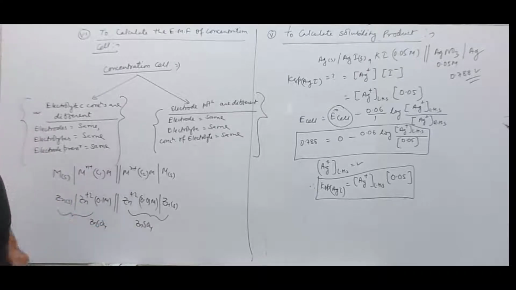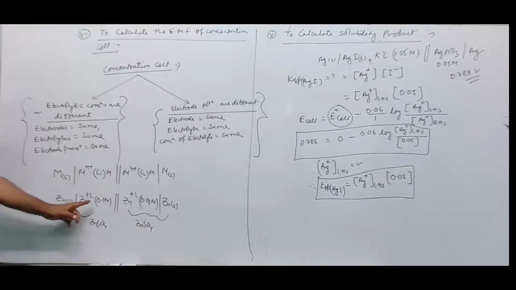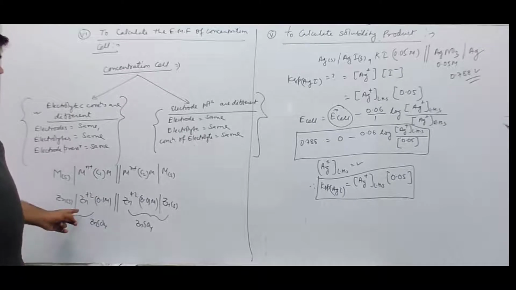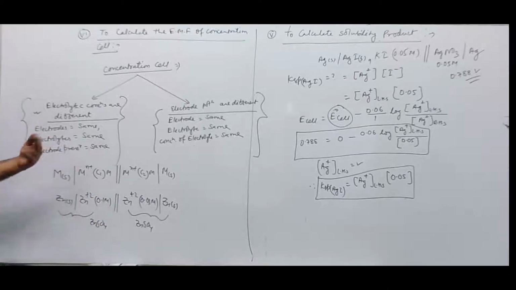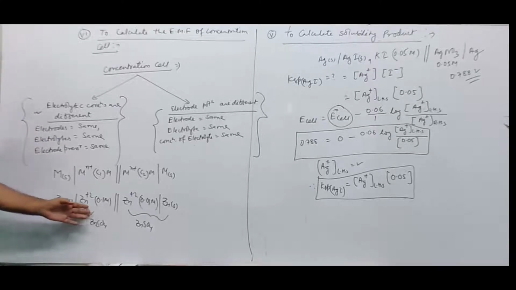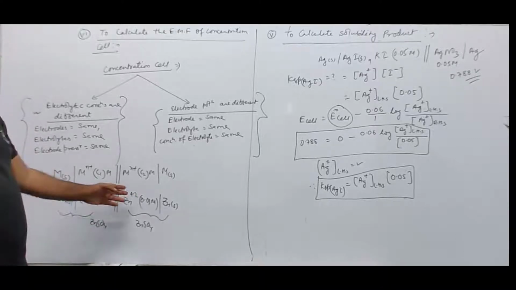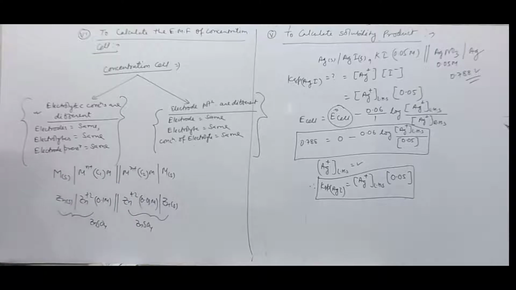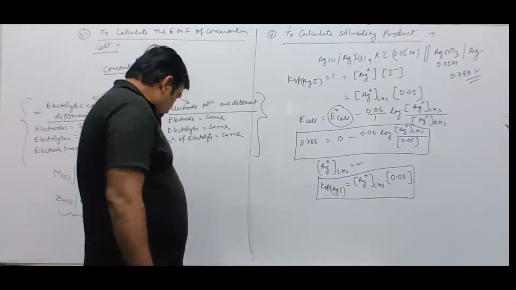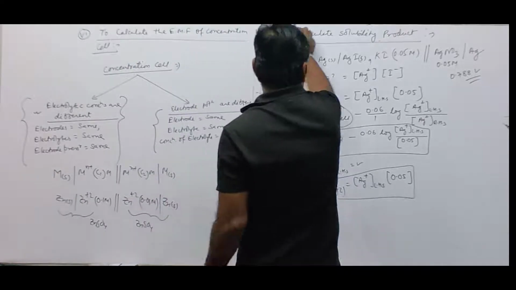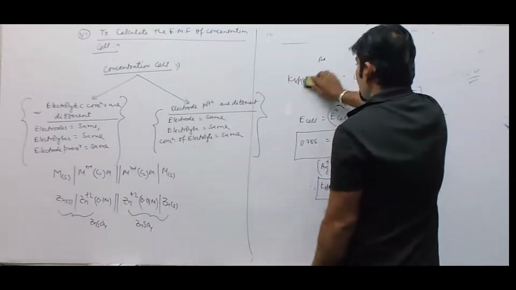Same electrode pressure if it is there. But there is a difference in their concentration, and because of this, if electric current is being generated because of the concentration gradient of these two electrodes, then that particular cell is called a concentration cell. So, how to calculate the EMF of a concentration cell in this case?